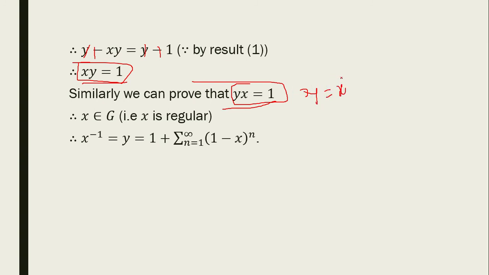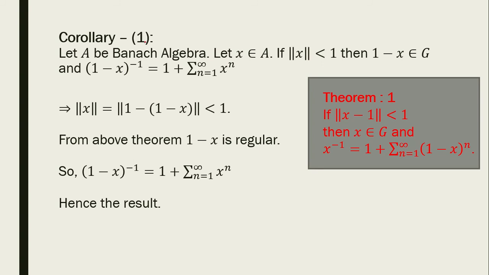Now corollary 1. Let A be a Banach algebra. Let x belong to A, with norm x less than 1. Then 1 minus x belongs to G. So we have to prove 1 minus x is regular. If 1 minus x is regular, then the inverse exists, and we have to prove the inverse (1 minus x) inverse is equal to this.